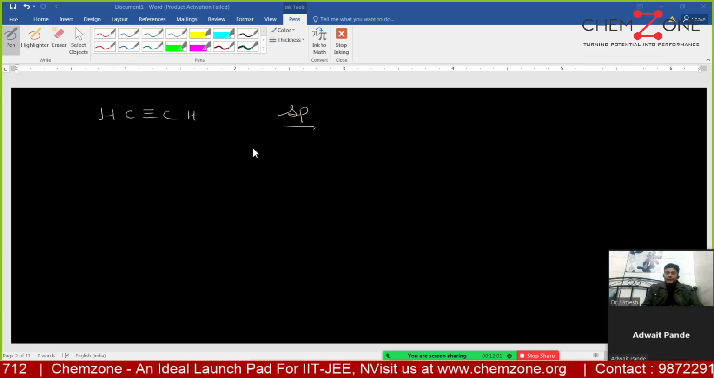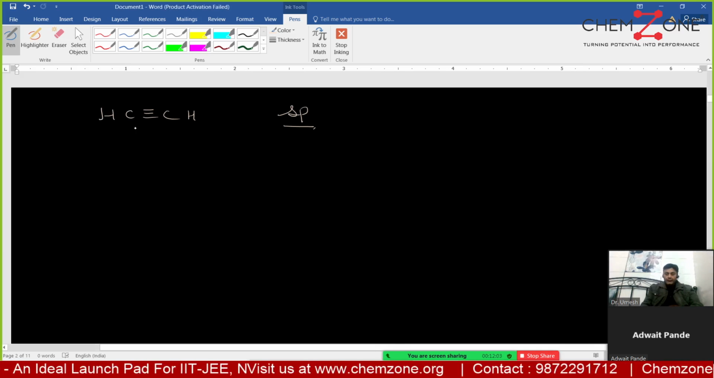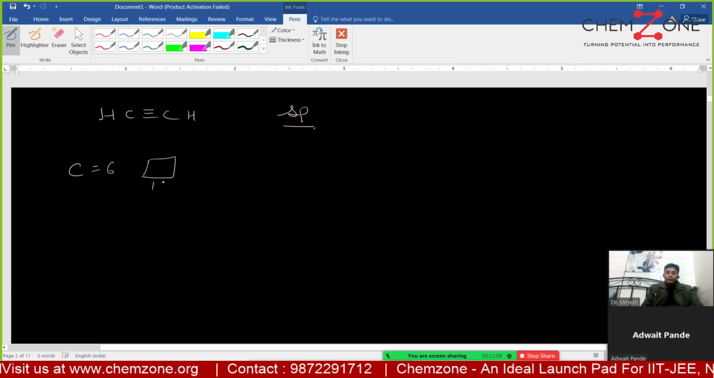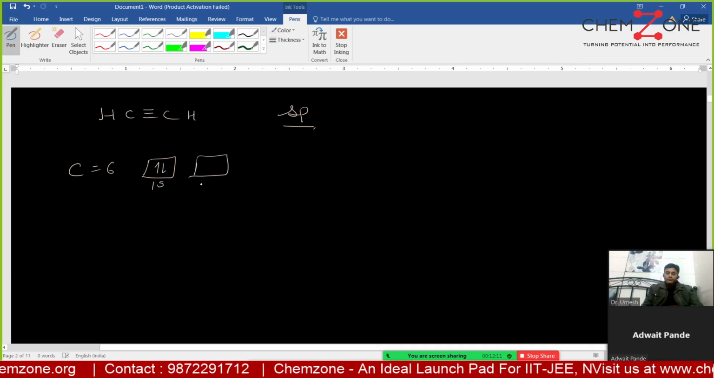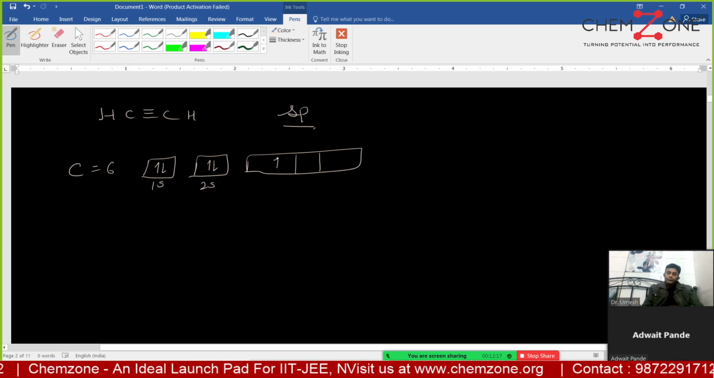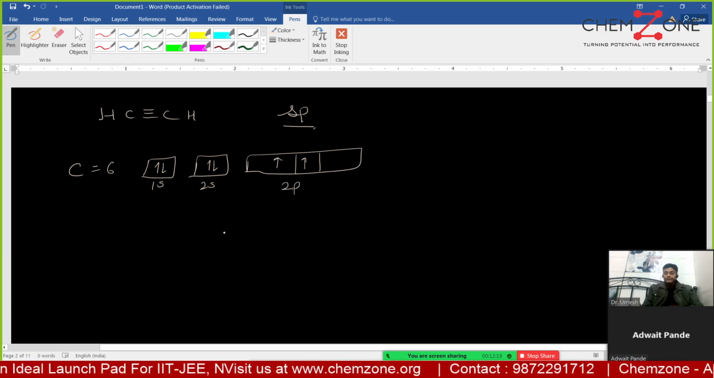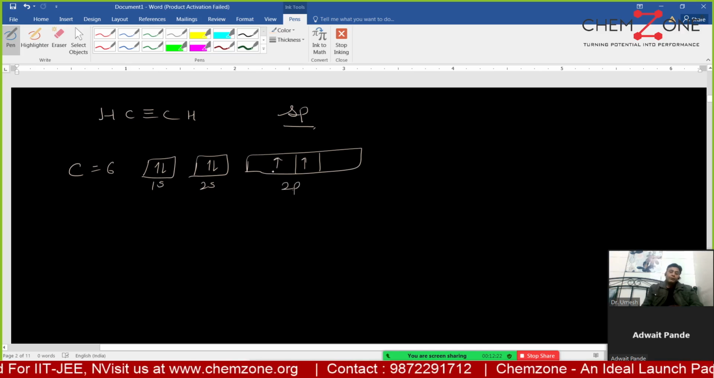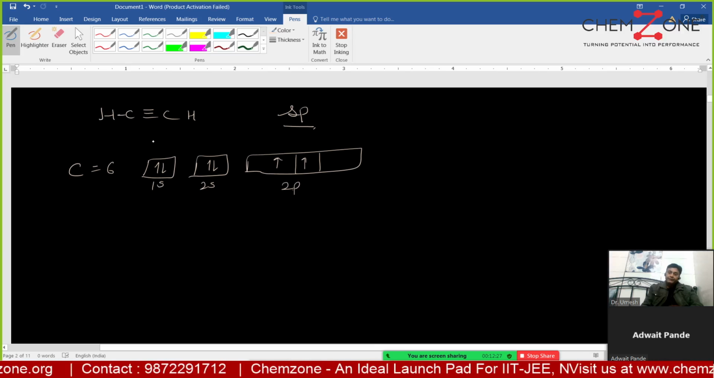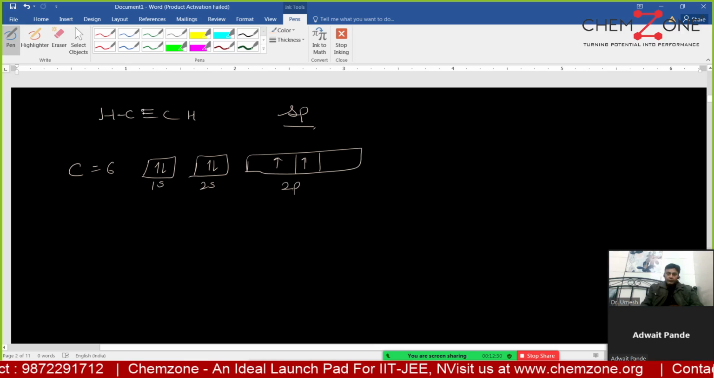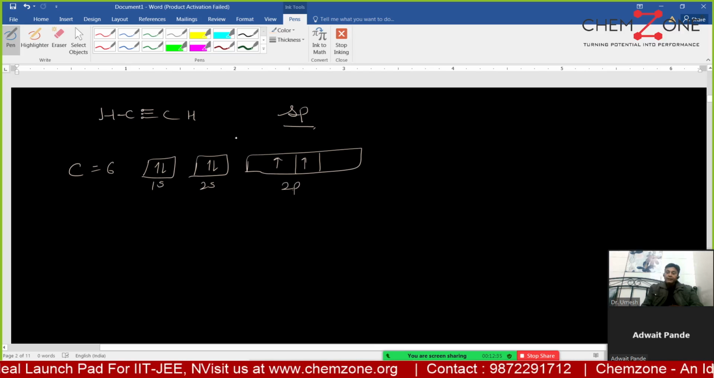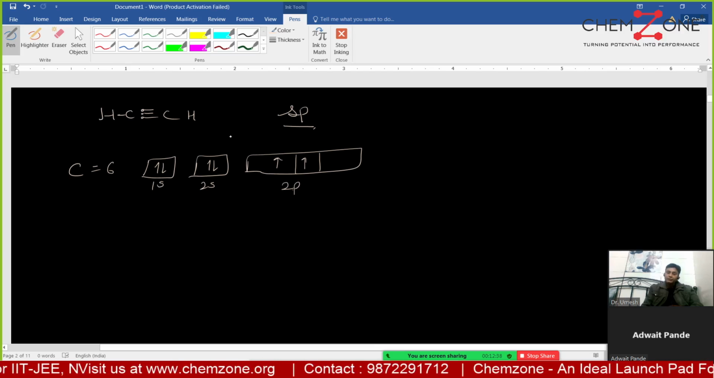Okay, now I'll explain about the sp hybridization. Again, carbon atomic number is 6. Electronic configuration 1s2, 2s2, and 2p2. And now you can see that there are 2 electrons only, which are unpaired. But according to VBT, valence bond theory, only those electrons which are unpaired should make bond. It means I should have 4 unpaired electrons. Yes or no?